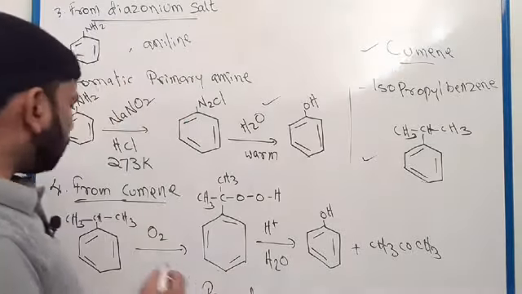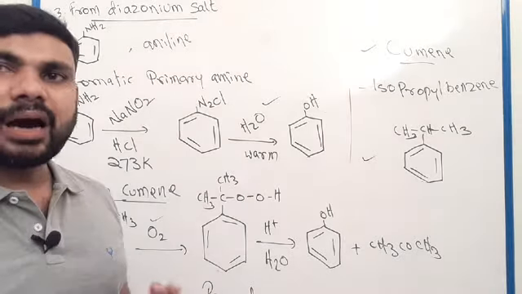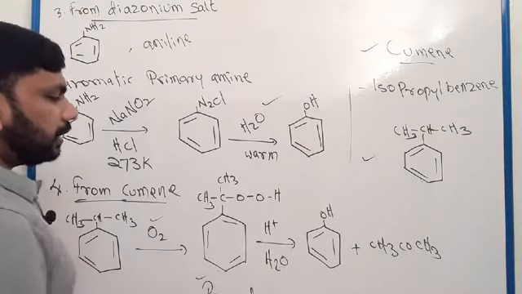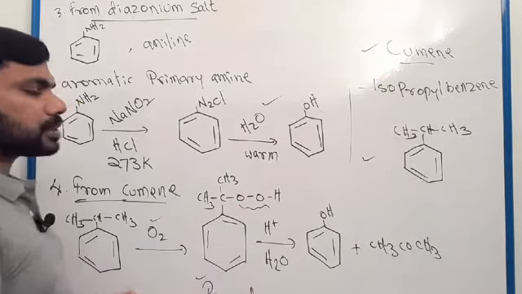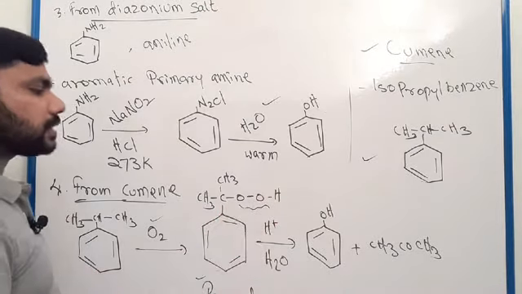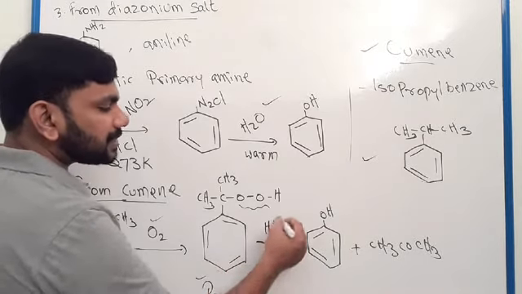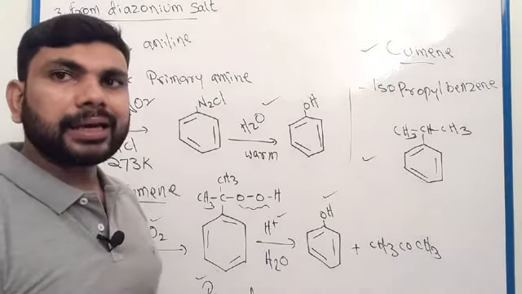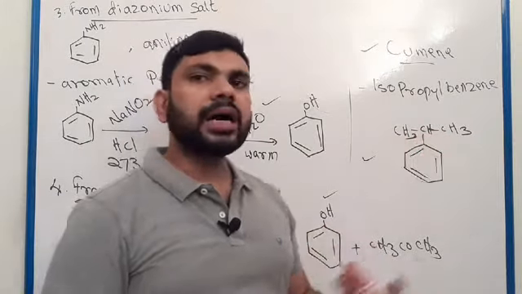Isopropyl benzene treated with oxygen, that is, after oxidation, changes to an intermediate product, a peroxide. We know a peroxide is a compound containing an oxygen-oxygen bond. After that, this peroxide compound, after acidic hydrolysis, changes to phenol. So cumene means isopropyl benzene: a benzene ring with a propyl group attached this way.